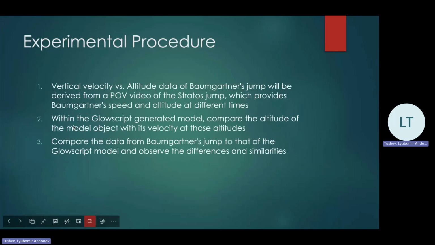The experimental procedure: I'll be looking at the vertical velocity versus altitude data of Baumgartner's jump from a POV video of his jump, and I'll be deriving the data from that particular video. I'll then generate a GlowScript model based on his bodily dimensions, comparing altitude to velocity, just like I'll do in Baumgartner's video, and then I'll compare both models to each other.